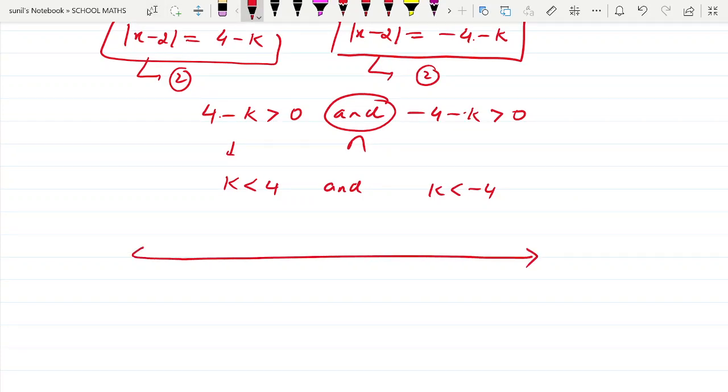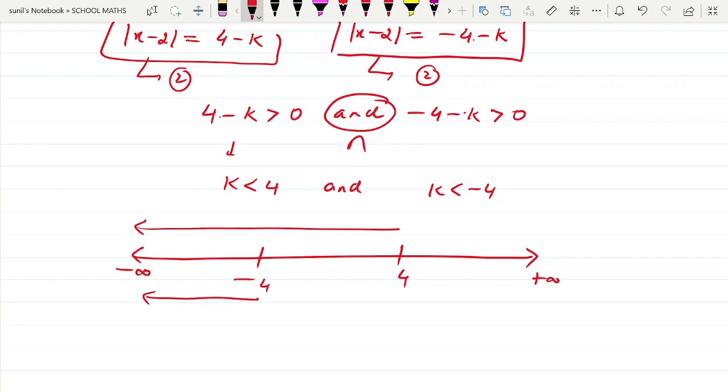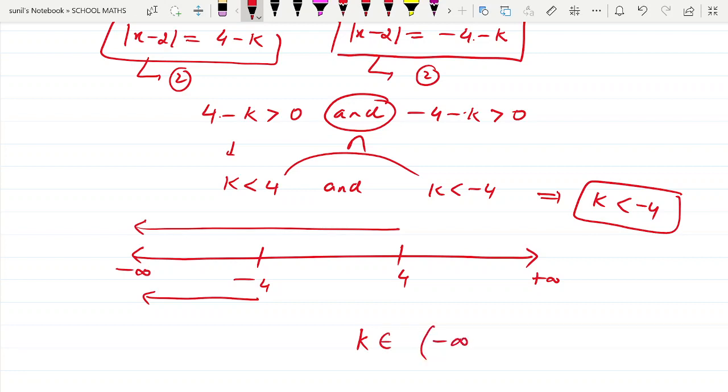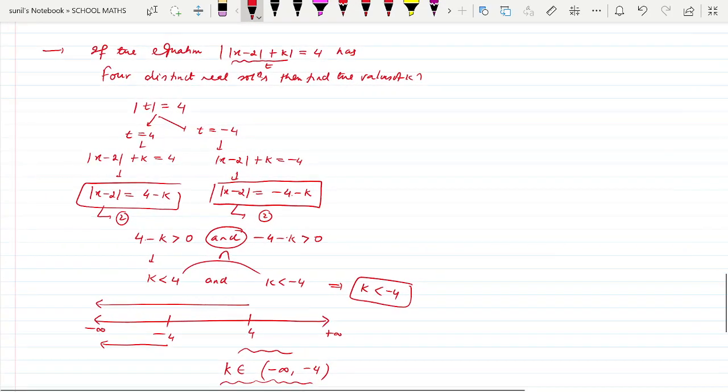Now guys, this is minus infinity, this is plus infinity, this is plus 4, this is minus 4. Now the reason for this is this entire region, for this it is in this region. So the common values of this, I should say that my k should be less than minus 4. So you can say that k must belong to the open interval minus infinity to minus 4. If you give any value to k from this interval, then this equation will have 4 distinct solutions.